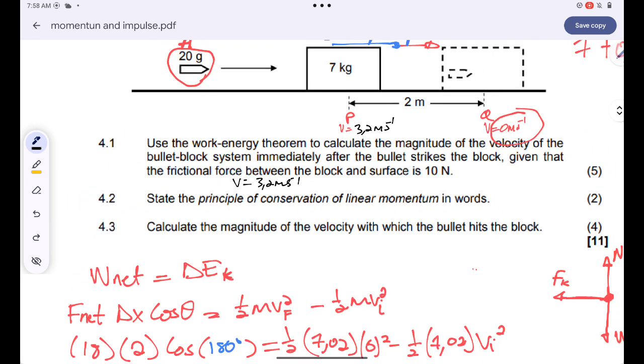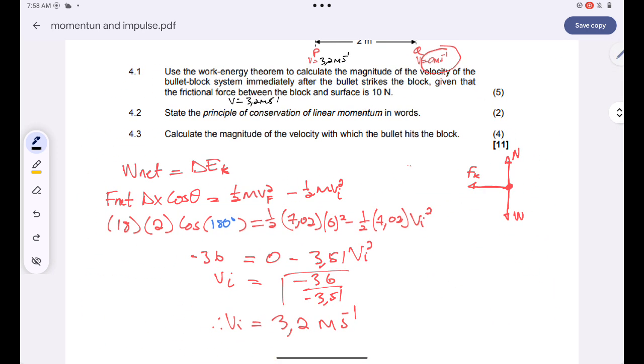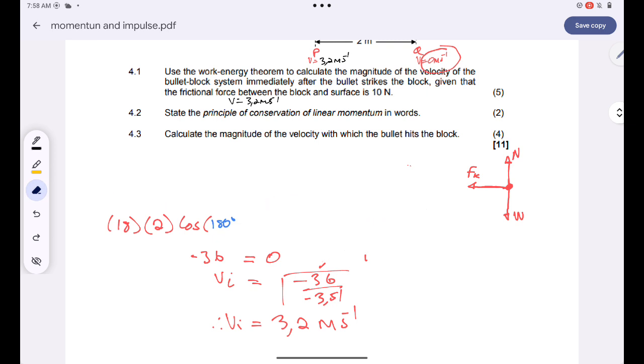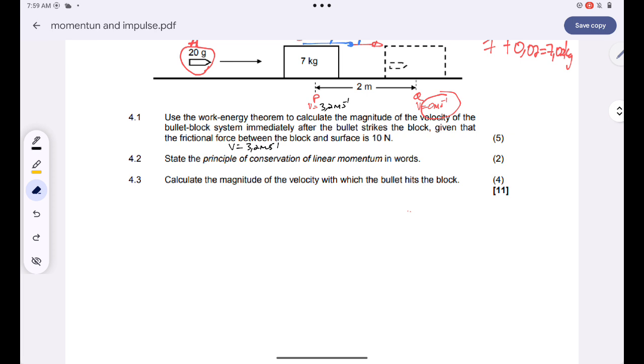Okay, then now the second question, they want us to state the principle of conservation of momentum in words. It simply states that in an isolated system, the total linear momentum is conserved in both magnitude and direction. And then now they want us to calculate the magnitude of the velocity with which the bullet hits the block.